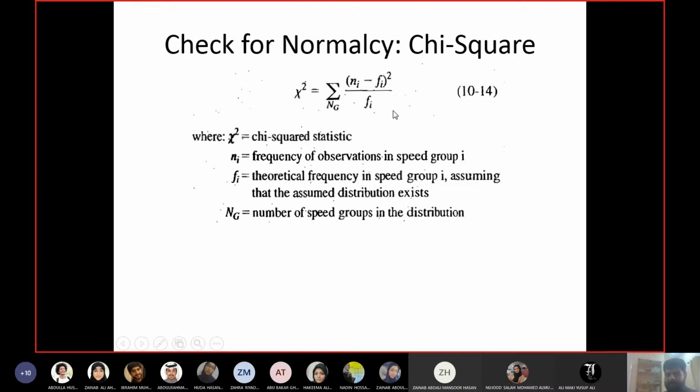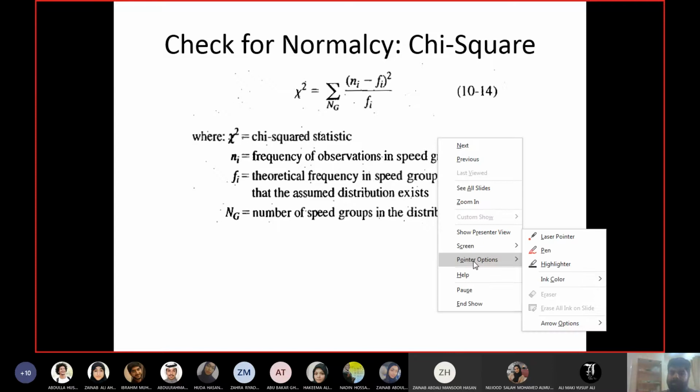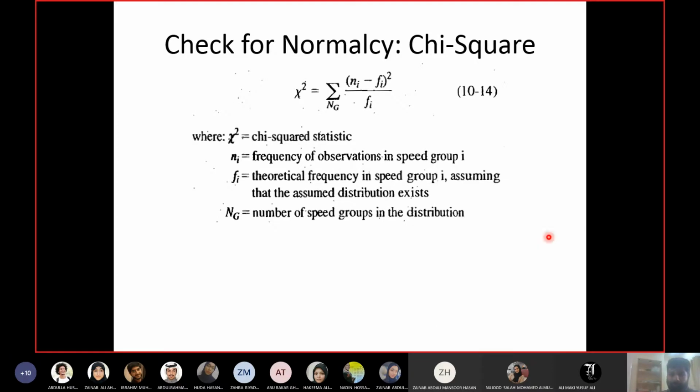The speed data is divided into speed groups, right? We have speed groups with 32 to 34, 34 to 36. So these are speed groups. So for each speed group, I need n and I need f. What is n? N is the observed frequency of the group, which you already have from the field. We have done so many analyses using n. We calculated mean, we calculated standard deviation, and many other things. So n is already there for each speed group once you have collected the data.